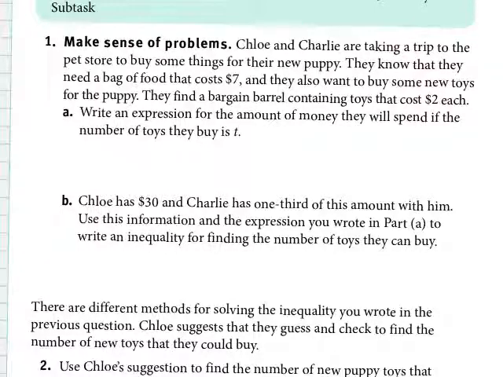All right, so we have a fun little word problem to start us off here. I want you to do 1A and B together with your partners. Go ahead, 1A and B together with your partners.